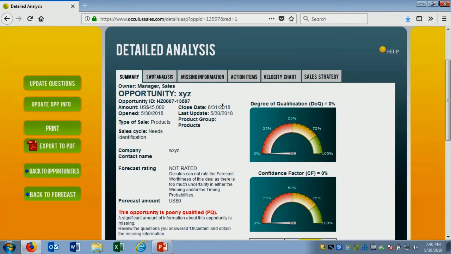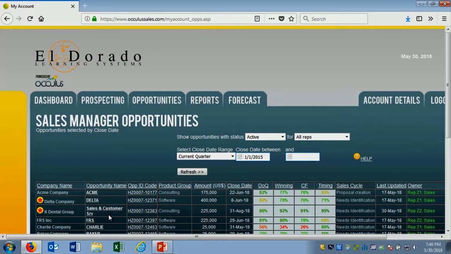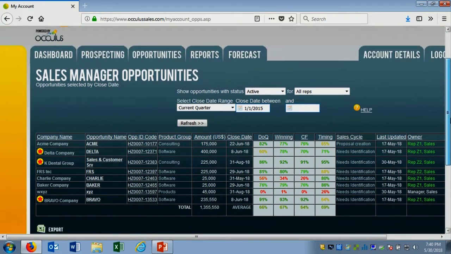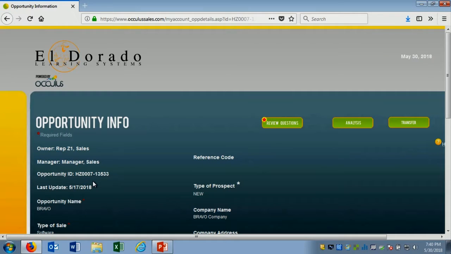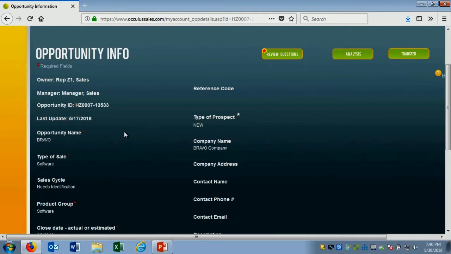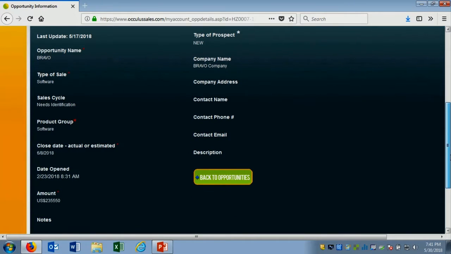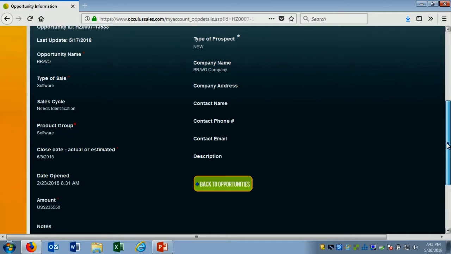But let me just take you back to opportunities and show you a deal that's already in the system, and we'll call it Bravo. And it's the same situation where we have the opportunity information. Here is sales rep Z1. Okay, the manager is myself, etc. It says Bravo, software needs identification, and we're looking at $235,550 as the amount of the forecast.